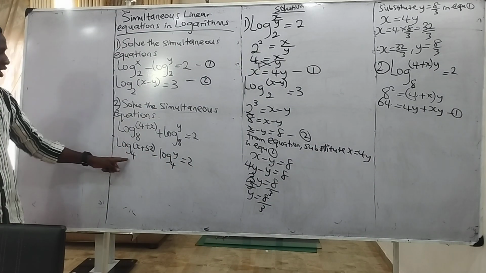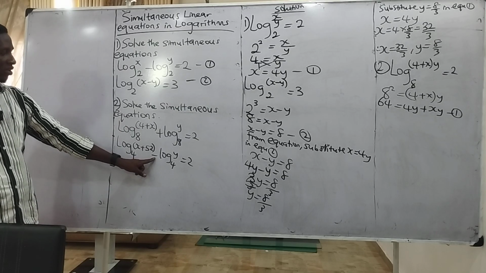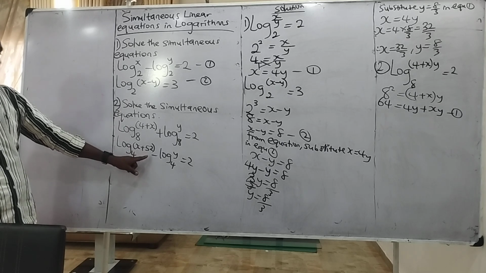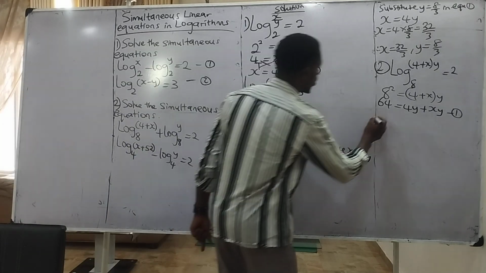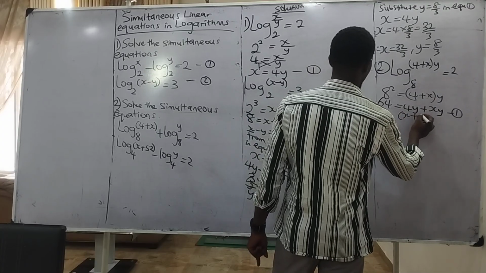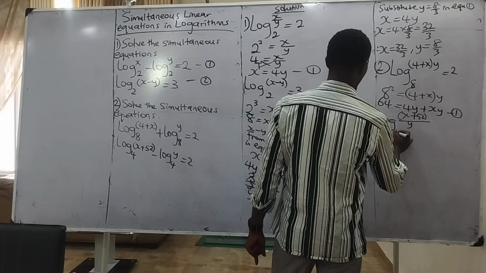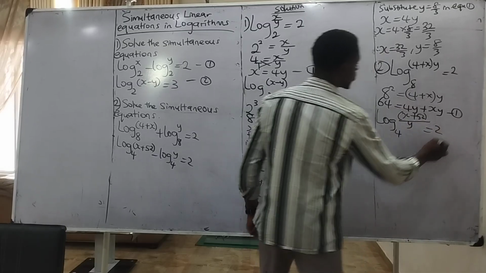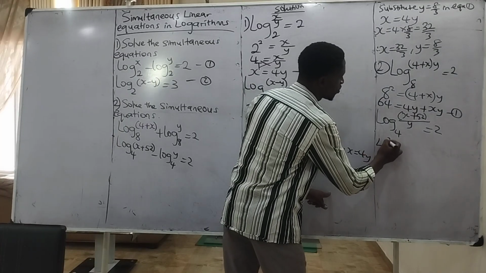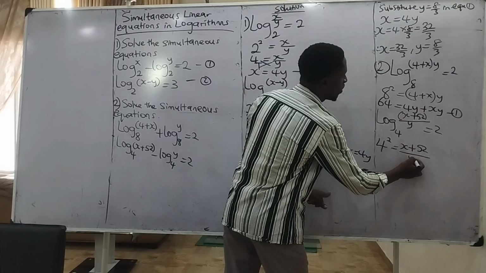Then coming to here, we have the base here is 4. So we are subtracting. So what we are going to do is that we are going to divide. So I have log of bracket x plus 52 all over y, all in base 4, is equal to 2. So the base here is 4. 4 raised to the power of 2 is equal to x plus 52 all over y.